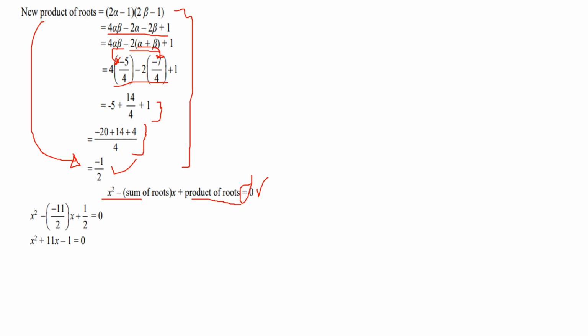So what you have to do is to just substitute. And then to make your equation linear, just multiply through by the LCM. So you remain with, now there must be 2 here, 2x squared plus 11x plus 1 being equal to 0. So that was it for this question.